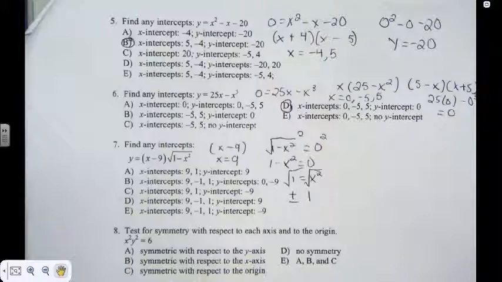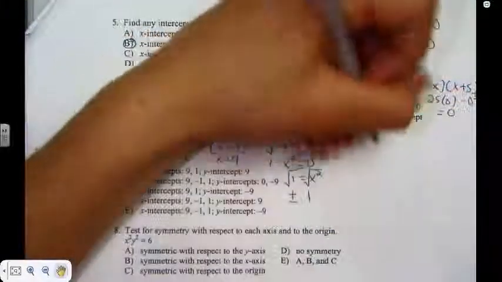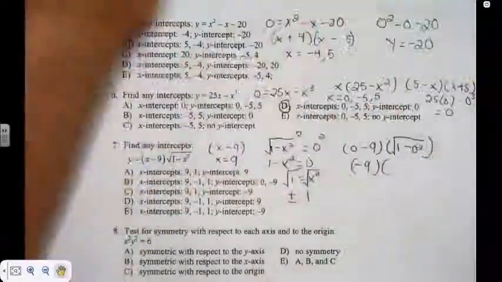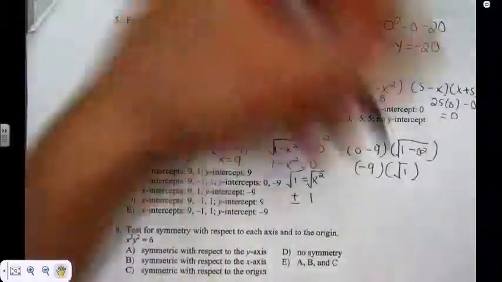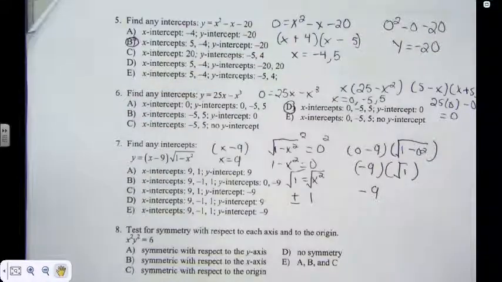To find the y-intercept, again, we're going to set the x equal to 0. So we have 0 minus 9 times the square root of 1 minus 0 squared. So this one becomes negative 9 times the square root of 1. The square root of 1 is just 1, so that is negative 9. So the answer for 7 is E.